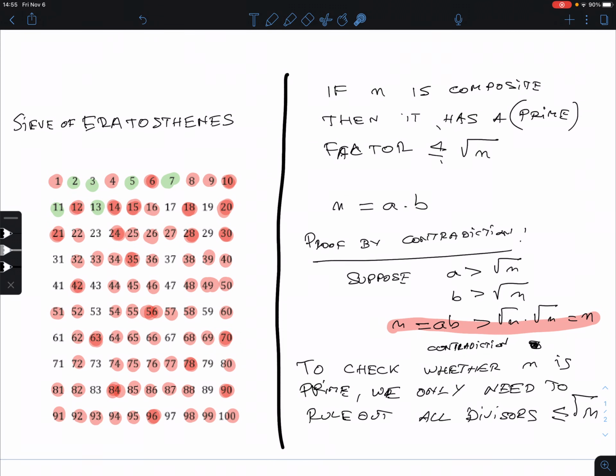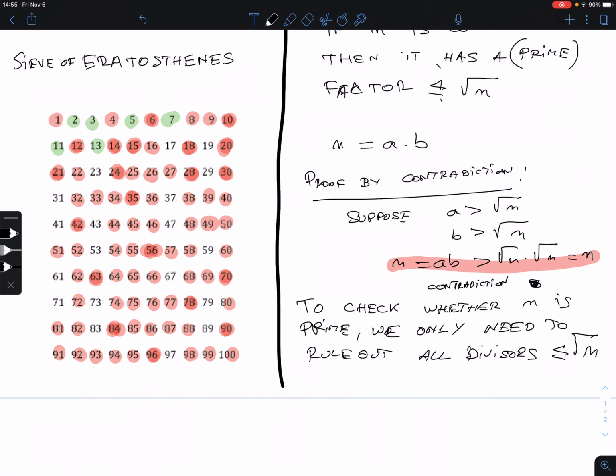Okay, so now what is the radical of 100 here? Remember, I was looking at all the numbers less than 100. So the radical of 100 is 10. So this meant I only had to check for primes less than or equal to 10. So 2, 3, 5, 7. Notice that when I looked at 11, I didn't rule out anything anymore, right? All these were already ruled out. And the same for 13, and the same for 17, 19, and so on.